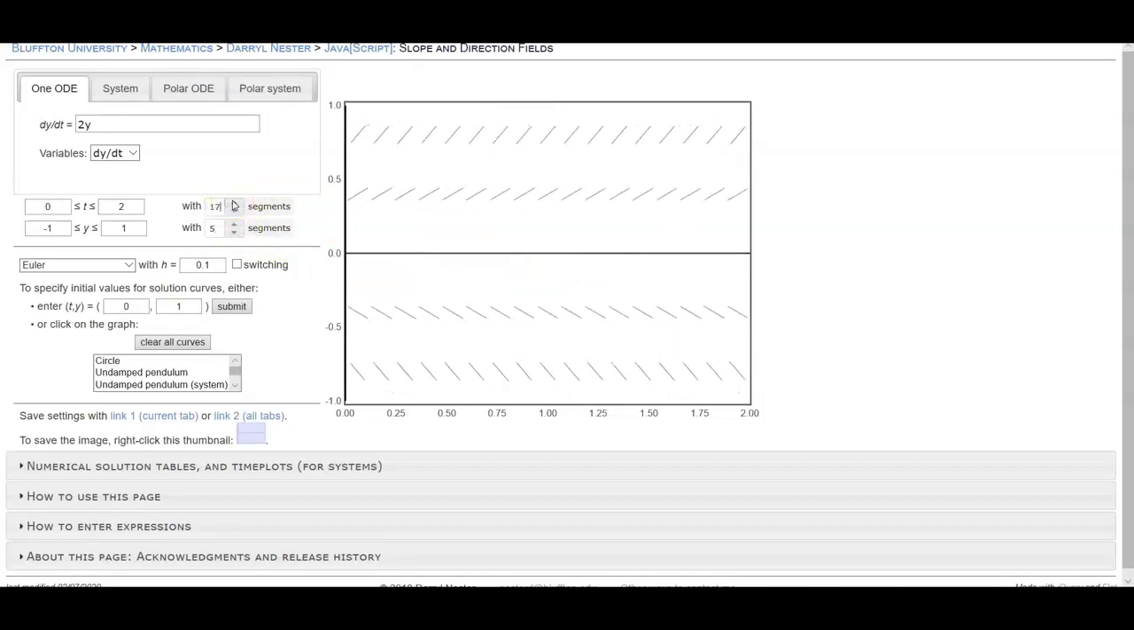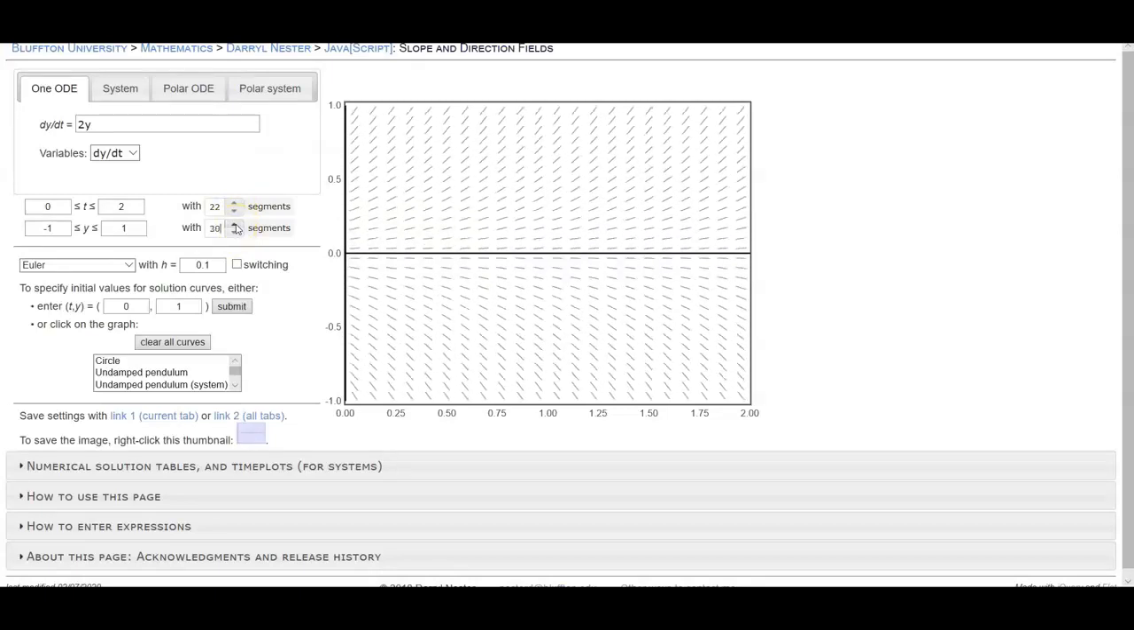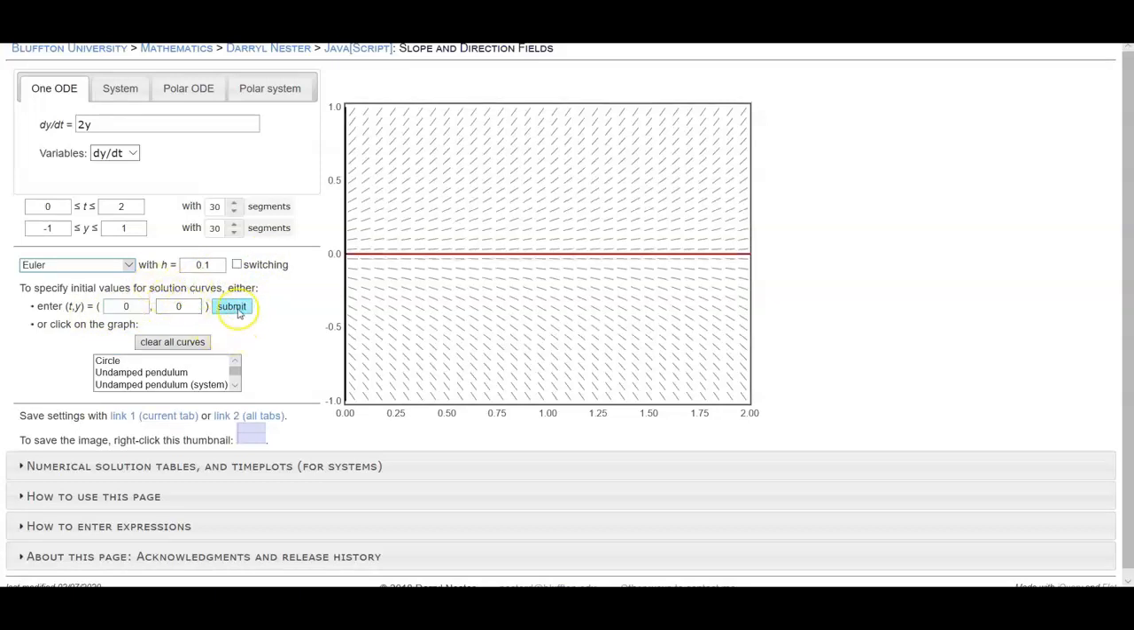Now, the more slopes we put in there, you might say, well, the more the better. But it starts to get unnecessarily dense. Maybe up to about 30 it looks good. We'll talk more about what it means to use Euler, improved Euler. These are numerical techniques. But if I enter an initial condition, like for example, 0, 0, and I press submit, that will actually sketch the solution curve using a numerical method, which we haven't covered yet, but we will in a soon-to-come lesson.